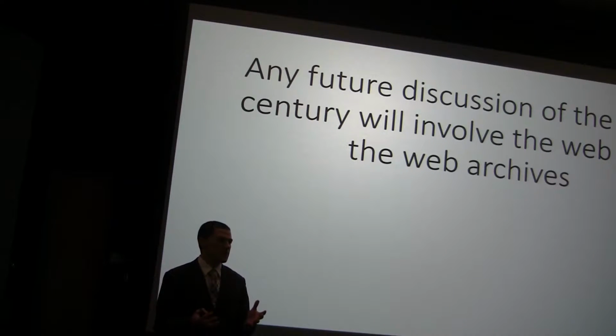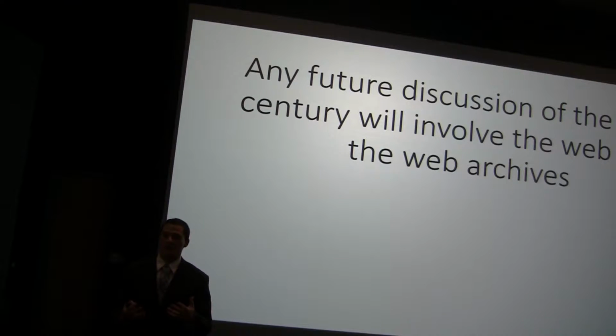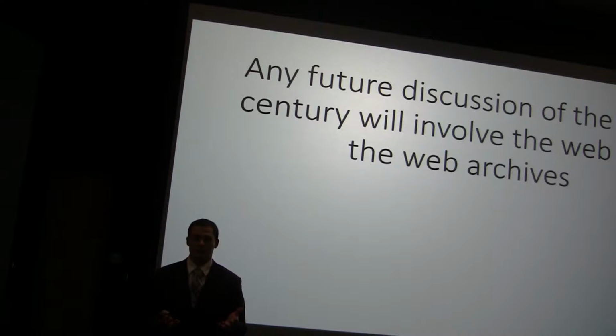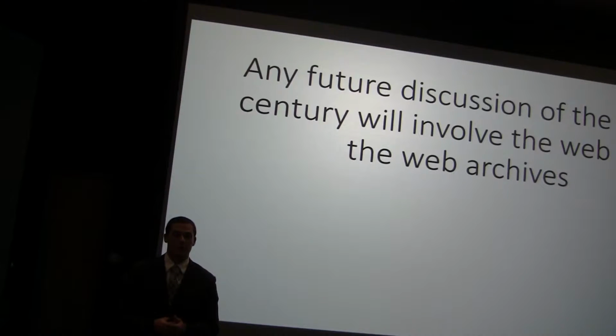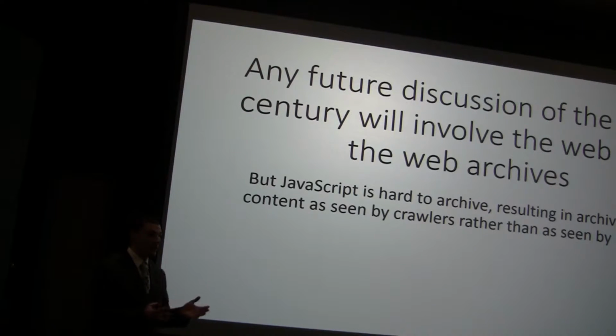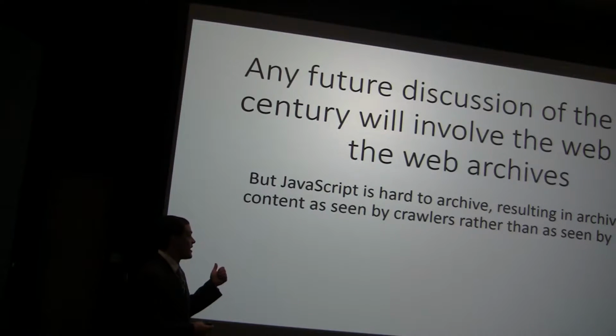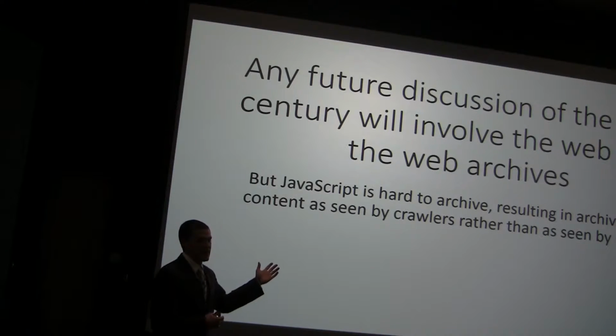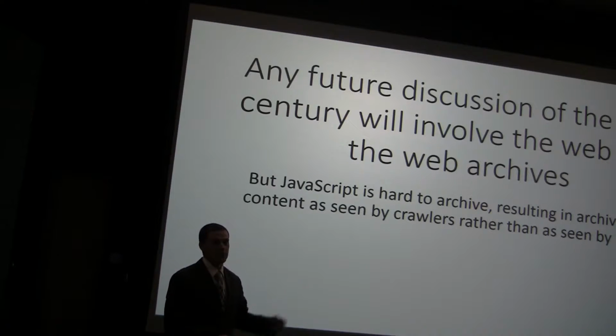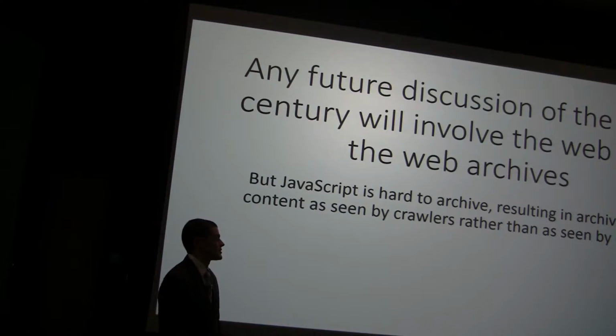So this is important because the web is a ubiquitous part of today's society. It is the primary publication medium of today, and it is the primary way in which we communicate with each other. So it's very important, and therefore any future discussion of the 21st century is going to have to talk about the web. And because the web archives are the primary record of the web in today's society, any future discussion of the early 21st century has to talk about the web archives and use the web archives. However, as we've shown through the prior examples, JavaScript is hard to archive, and it's making the web archives ineffective at what they're doing. And as a result, what we're seeing is archives from the point of view of web crawlers rather than from the point of view of web users who are actively using the web.